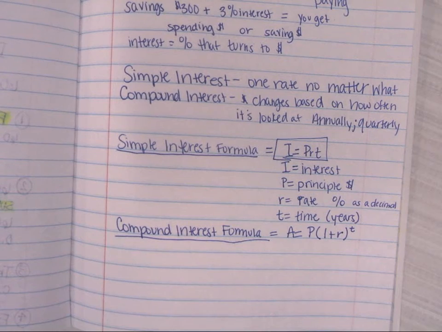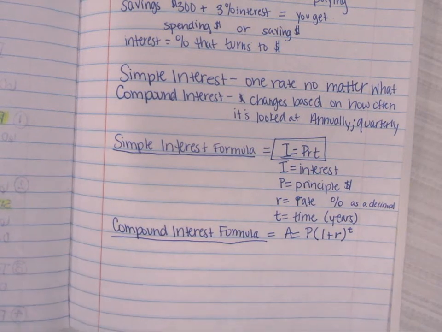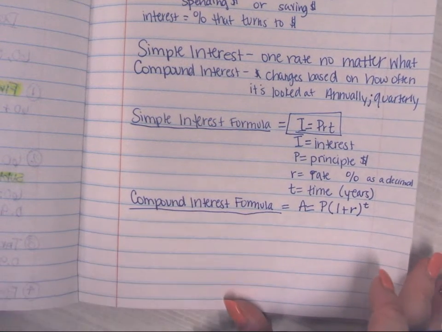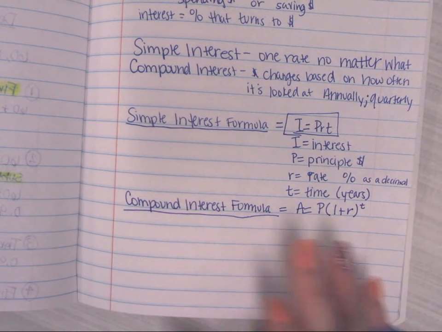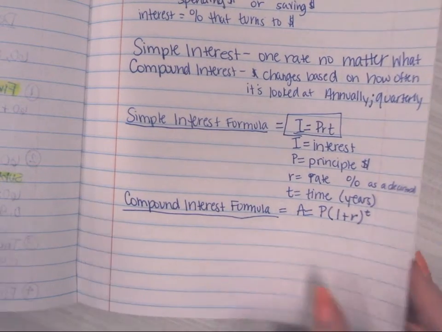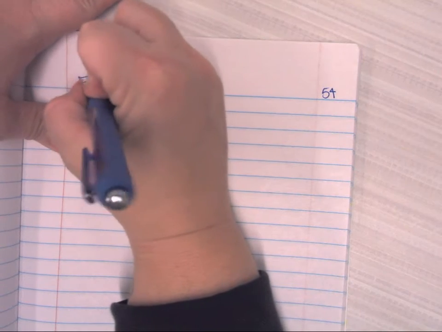Okay, now I'm going to show you some examples where we're looking at simple and compound interest. It is basically being able to take a word problem and pick out what you need to know from that. Okay, so I'm going to turn over to page 54 for us to do this problem. We're going to do a couple of examples.